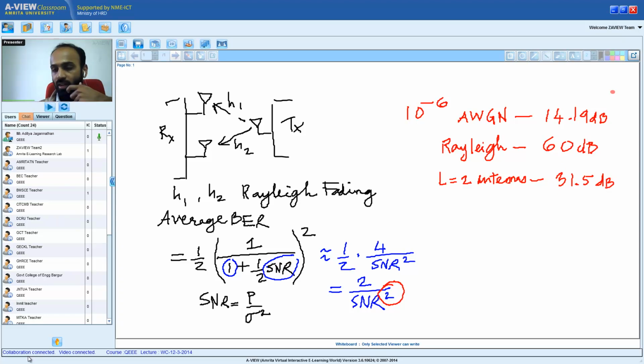So what we have said is something very interesting. Even though with two receive antennas across a wireless fading channel, the SNR required for reliable communication is coming down significantly from 60 dB to 31.5 dB, and all this is thanks to this factor of 2 in the SNR exponent for the bit error rate. Previously the bit error rate was 1 over SNR, now the bit error rate is decreasing as 1 over SNR square.